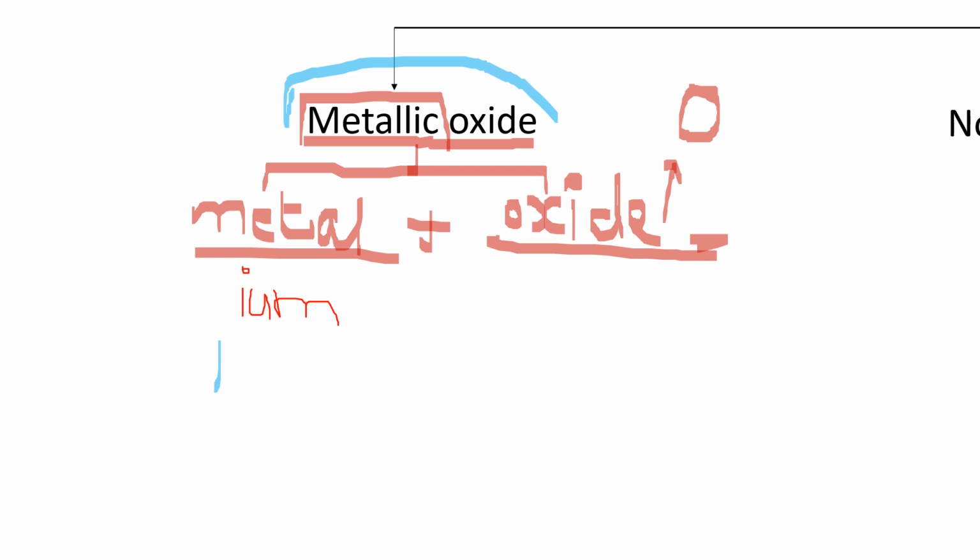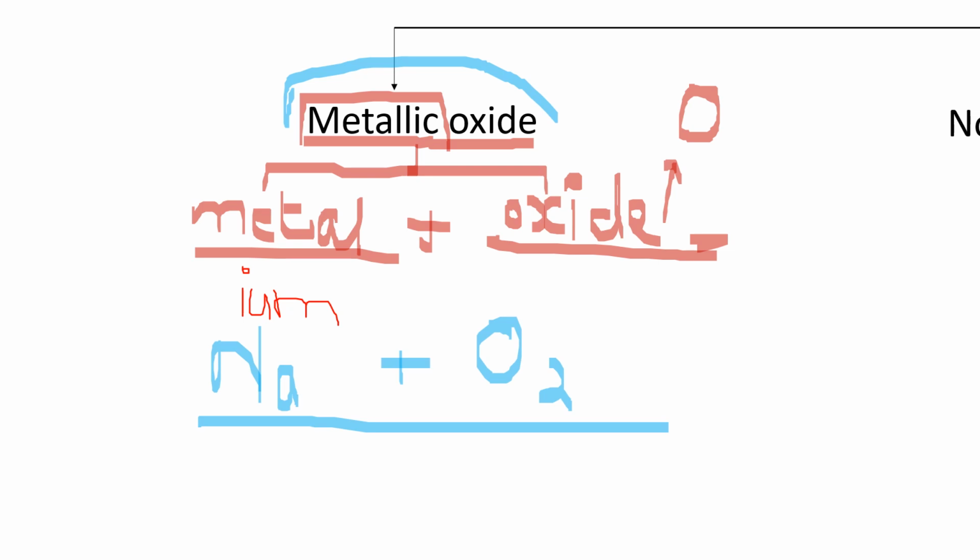Just suppose that we do have Na plus O2-. This is a compound having a metal, Na sodium, and a compound oxide ion, O2-. Combined, this will be Na2O. Now we do understand that this is a metallic oxide compound. Now why are they used in the theory?